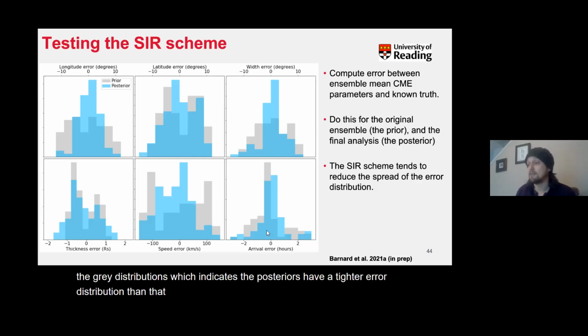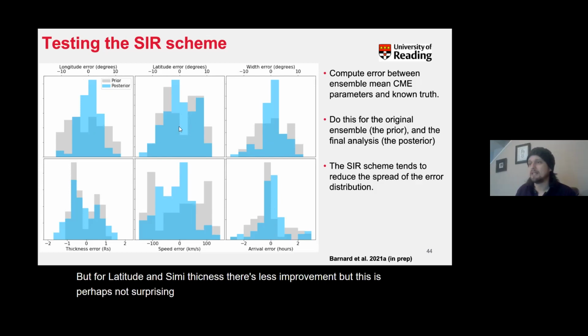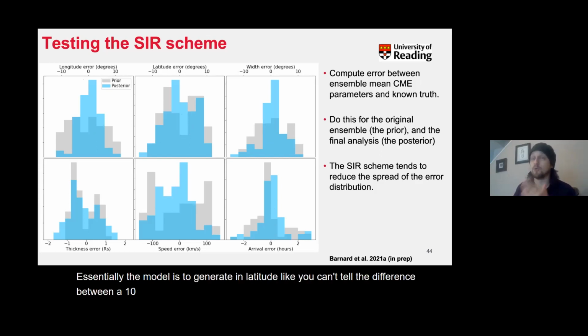In particular, it does quite well at the longitude, the width, the speed, and the arrival time. But for latitude and CME thickness, there's less improvement. This is perhaps not surprising because essentially the model is degenerate in latitude. You can't tell the difference between a 10-degree shift upwards or downwards because of the CME parameterization.